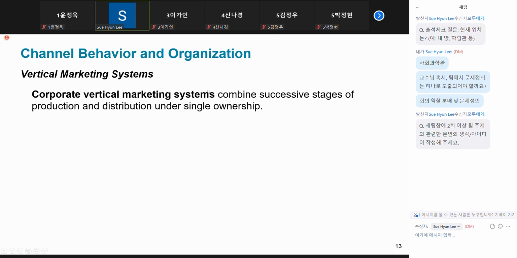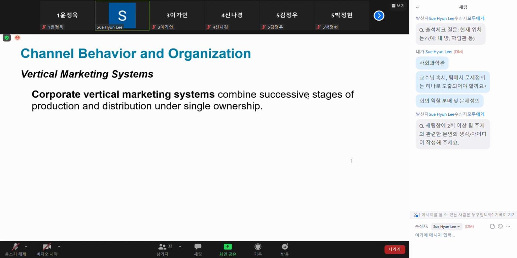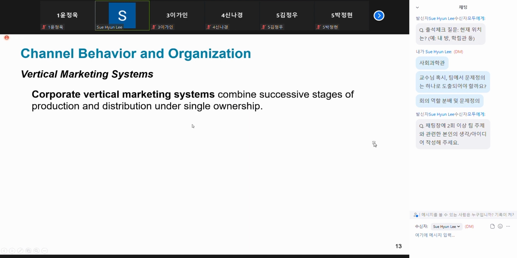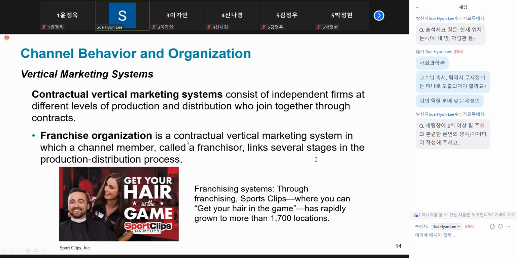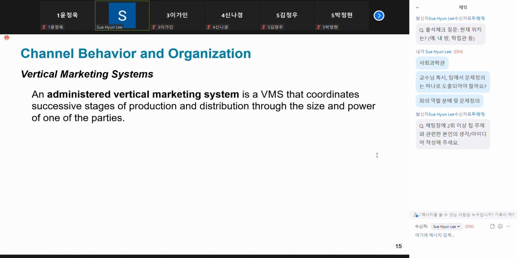A corporate vertical marketing system integrates successive stages of production and distribution under single ownership. Coordination and conflict management are attained through regular organizational channels. That's a corporate vertical marketing system. Second, maybe more common, is the contractual vertical marketing system. It consists of independent firms at different levels of production and distribution who join together through contracts. You've probably heard about this franchise term, right? So a franchise organization is the most common type of this contractual relationship. It's a contractual VMS in which a channel member, or we can call it the franchisor, links several stages in the production-distribution process.